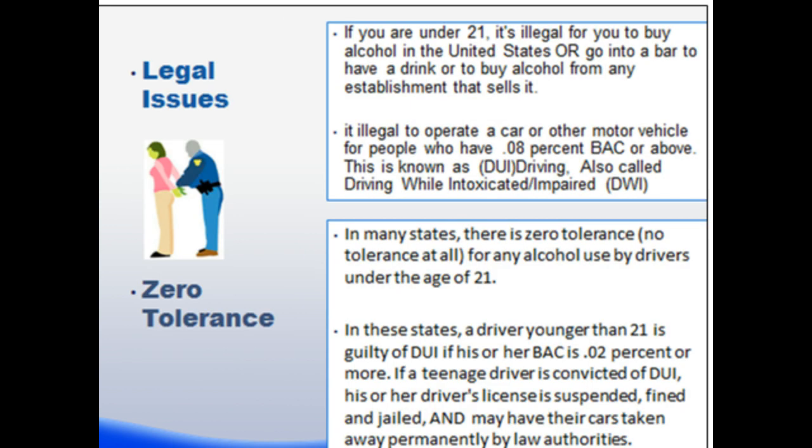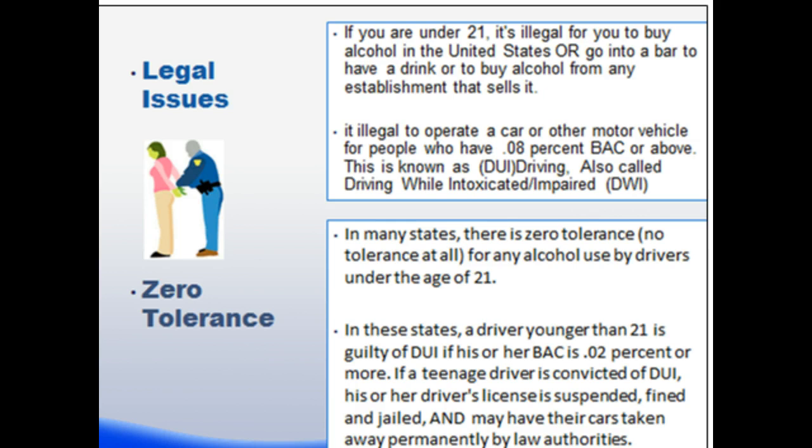Legal issues and zero tolerance. This is known as DUIs and DWIs. If you are under 21, it's illegal for you to buy alcohol in the United States or go into a bar to have a drink or to buy alcohol from any establishment that sells it. It is also illegal to operate a car or other motor vehicle for people who have 0.08% BAC or above. This is known as DUI, or driving under the influence, also called driving while intoxicated or impaired, DWI.